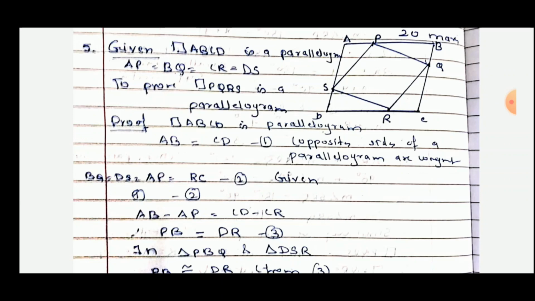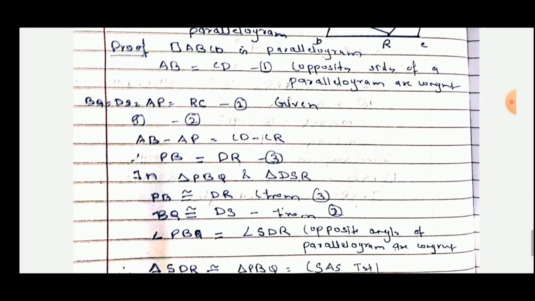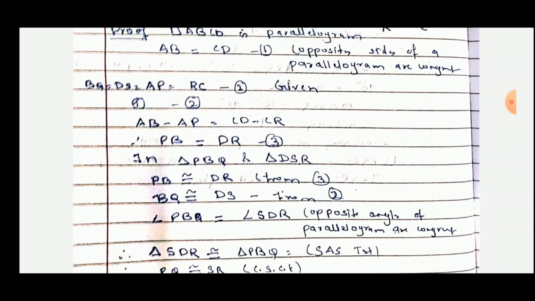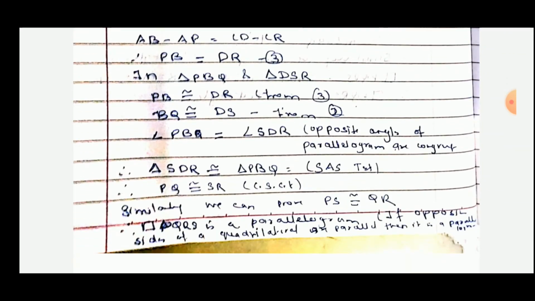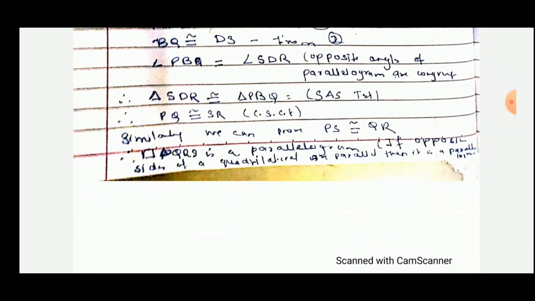In triangle PBQ and triangle DSR, PB equals DR, BQ equals DS, angle PBQ equals angle SDR, as opposite angles of the parallelogram are congruent. So triangle SDR is congruent to triangle PBQ by SAS test. So PQ is congruent to SR, CPCT. Similarly, we can prove that PS is congruent to QR. So quadrilateral PQRS is a parallelogram, if opposite sides of the quadrilateral are congruent.